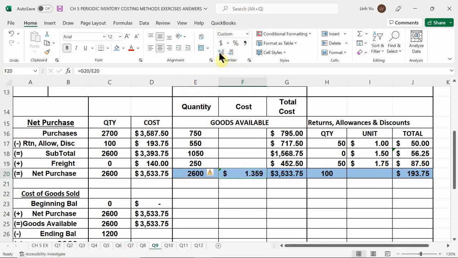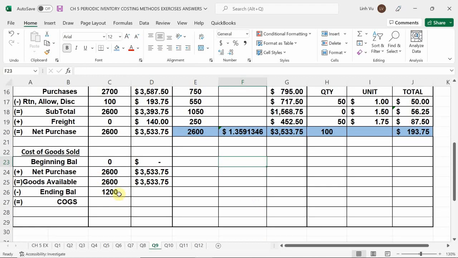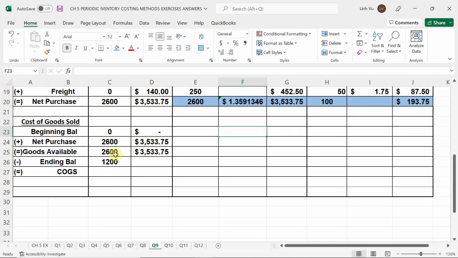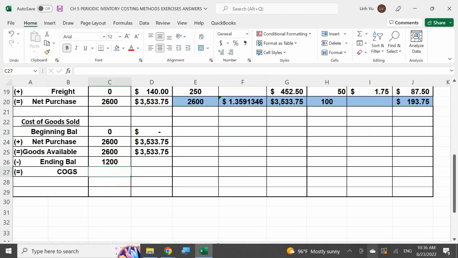$1.36 is more like $1.3591346, right? So again, now that I know that I have 1,200 units left on hand, my assumption is I must have sold a total of 1,400. If you have 2,600 minus 1,200, 1,400 should be your answer.